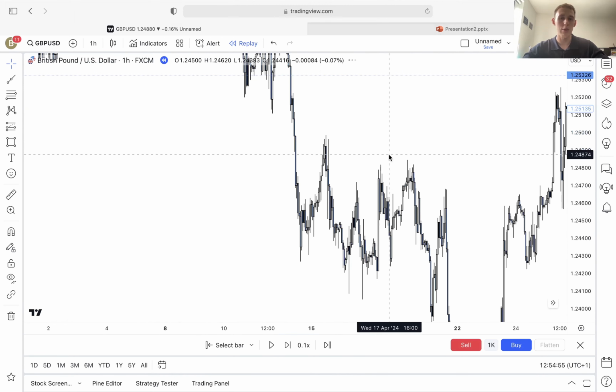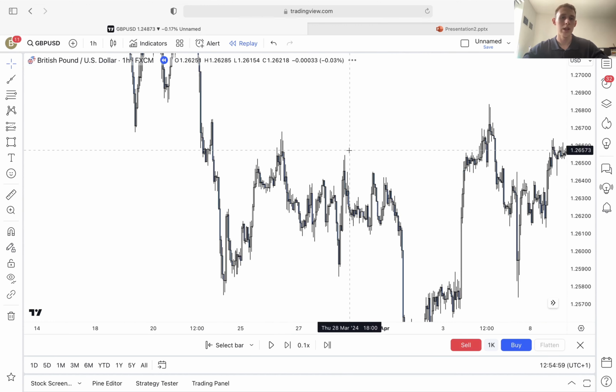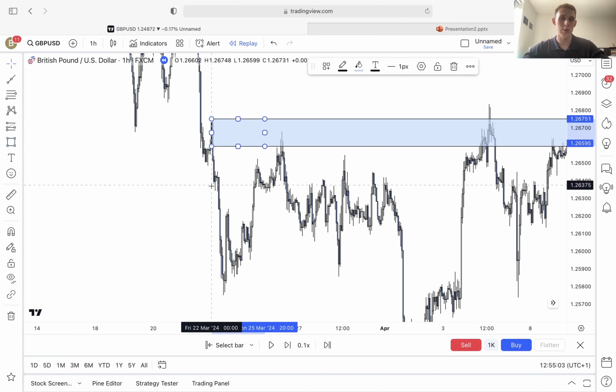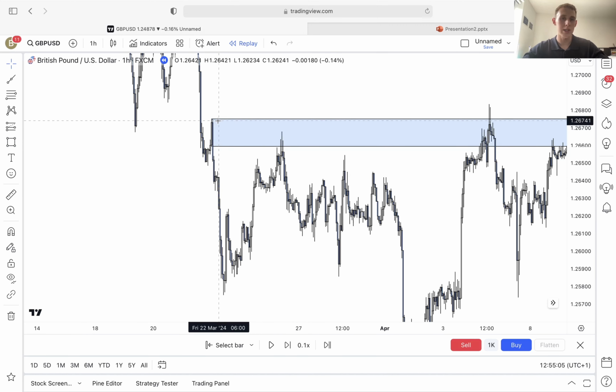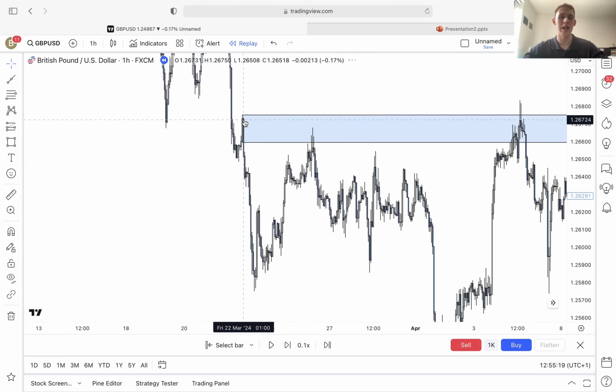An area of supply, if we go through an example of that now, would be this area just here. As we can see, once price made this move up, a lot of volume came into the market and we got this imbalanced push down. When price returned into this area, sweeping some liquidity to the left, it then again pushed away from that area with a lot of momentum. This was an area of supply.